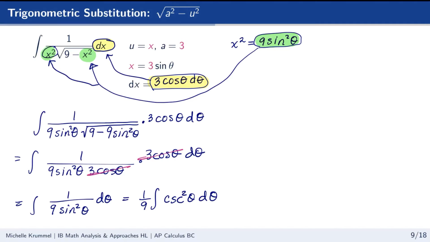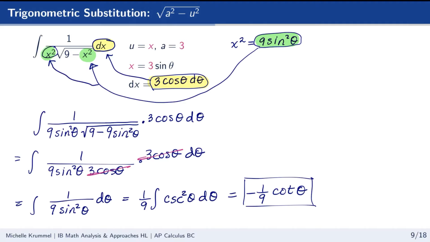That is an integral that we can do by recognition. The derivative of tangent theta is secant squared theta. The derivative of cotangent theta is negative cosecant squared theta. So this is negative 1/9 cotangent of theta. That's the answer to this integral in terms of theta, but we need to write our final answer in terms of x. So now we need to do a reverse substitution. What can I substitute in for the cotangent of theta so I can get back to my original variable x?